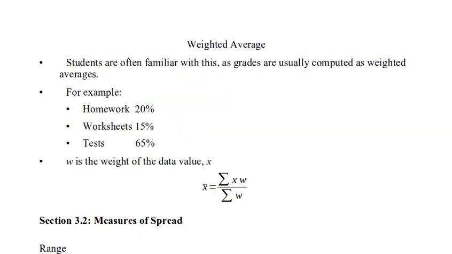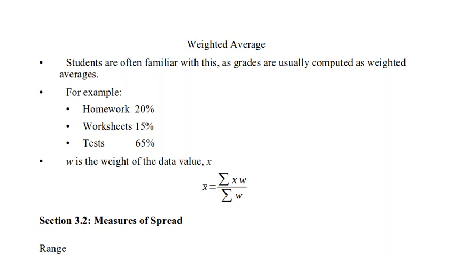Often some things are more important than others, and so they have weights. You're familiar with this when computing scores for a class, and I do this with the weights that I assign to different categories of the course. So, for example, if homework was 20%, worksheets were 15%, and tests were 65%.